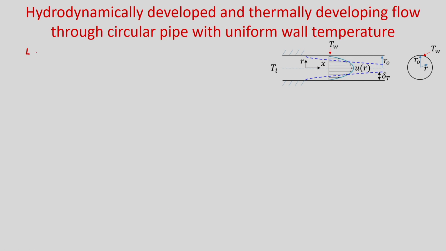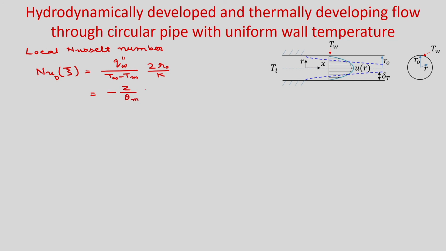So, now you find the local Nusselt number. Okay. So, Nusselt number will be just q double prime w divided by T w minus T m, times twice r naught by k. So, it is based on diameter, twice r naught. Okay. So, you can see if you put q double prime w divided by T w minus T m, you are going to get minus 2 by theta m del theta by del eta at eta is equal to 1. Okay.